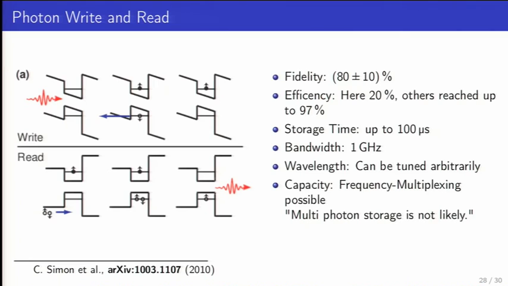As we have quantum dots, the wavelengths of the quantum memory can be tuned as you wish. And for the capacity, you can do, of course, frequency multiplexing. On the other hand, multi-photon storage is not likely, as they said in their paper.